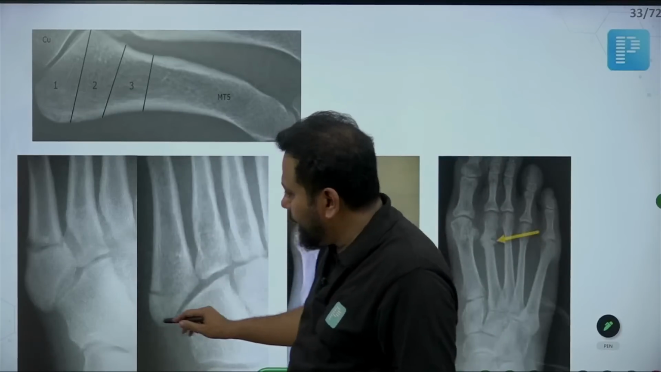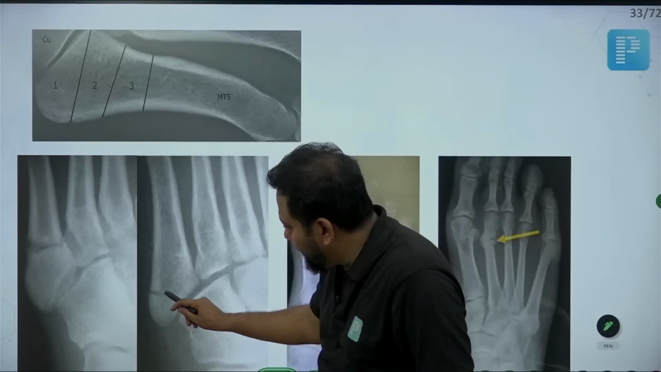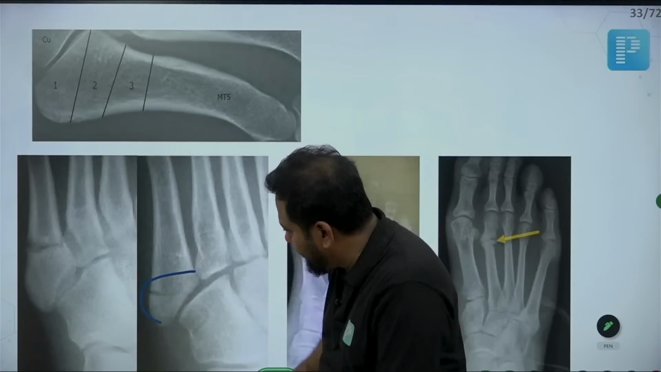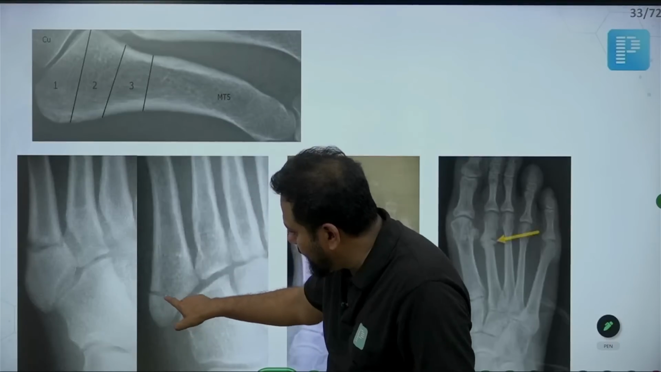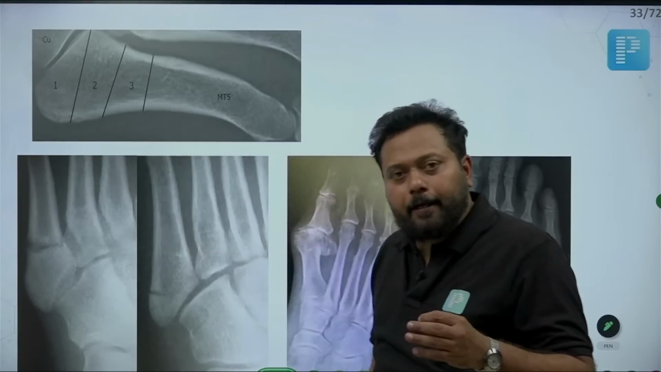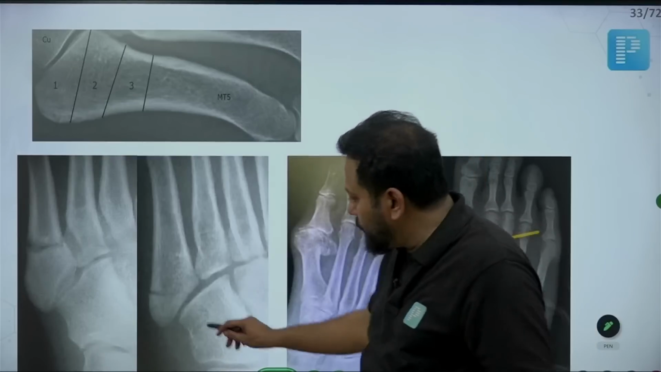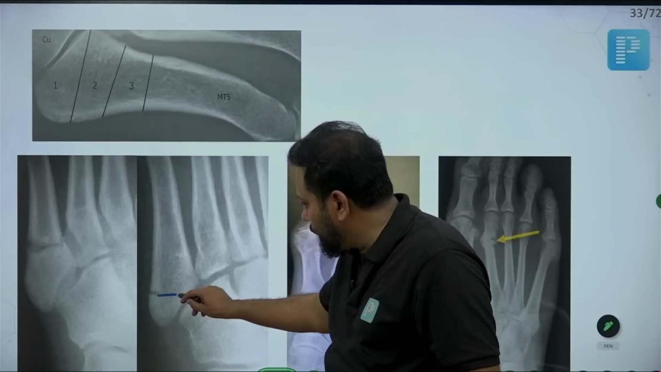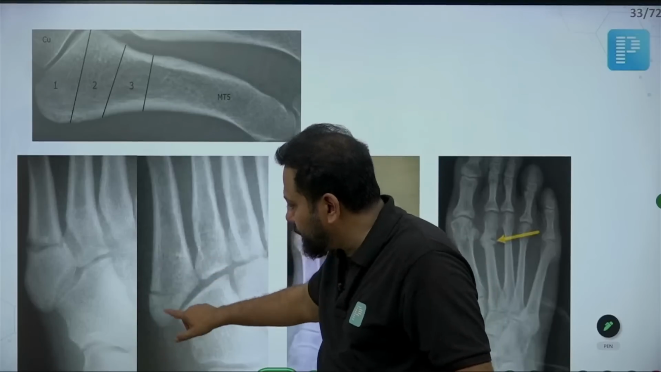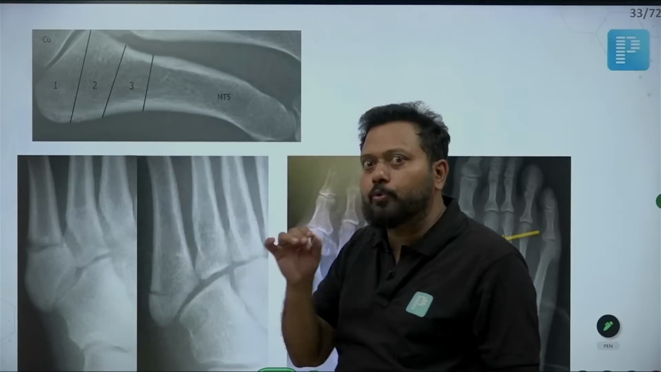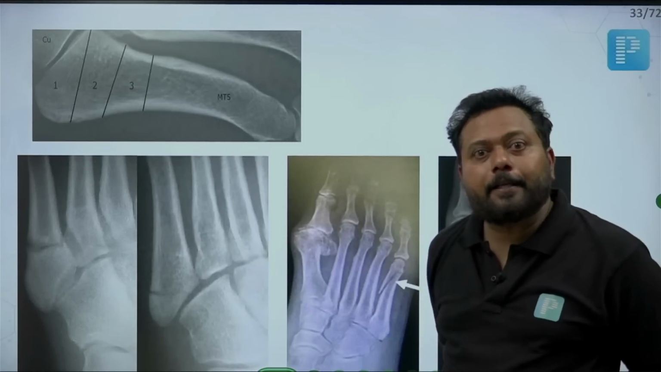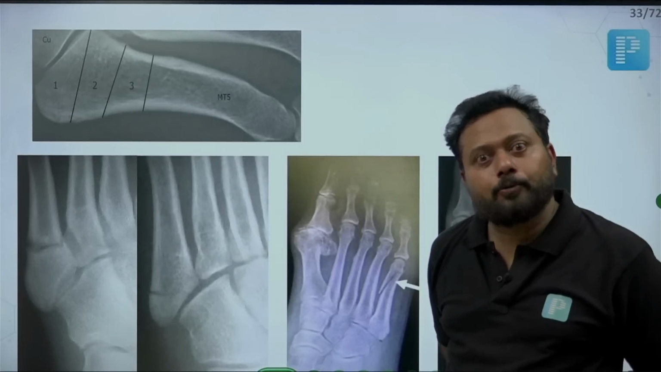This is happening in zone 1. Yes or no? There is a fracture line I am seeing in zone 1. And the book says that pseudo Jones means zone 1 is very close to the joint, no? So they will have intra-articular extension. So an intra-articular fracture in zone 1 is called pseudo Jones. What is pseudo Jones? Intra-articular fracture that is happening in zone 1 is called pseudo Jones.